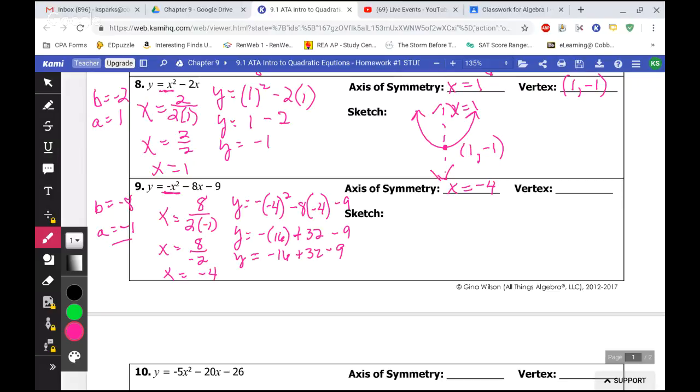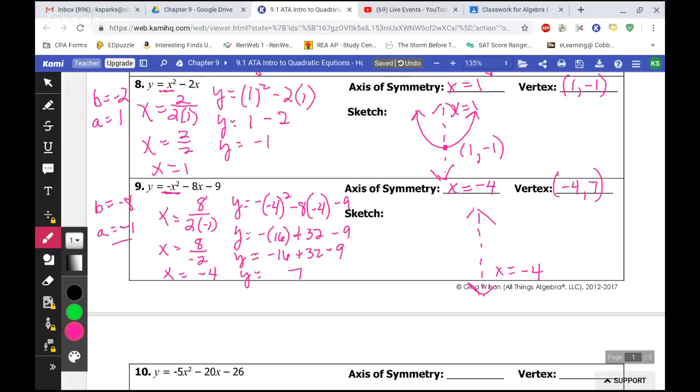So that's going to be negative 16 plus 32 is 16, and 16 minus 9 is 7. So my vertex is negative 4, positive 7. So I have an axis of symmetry of x equals negative 4.